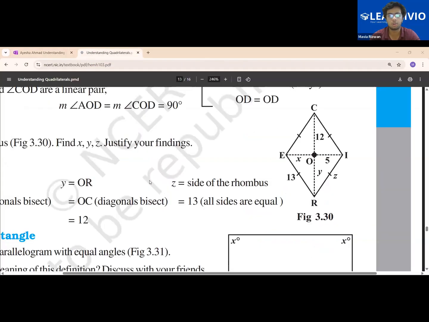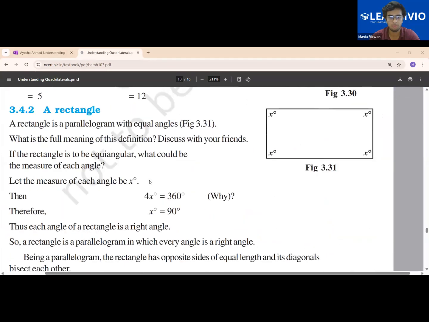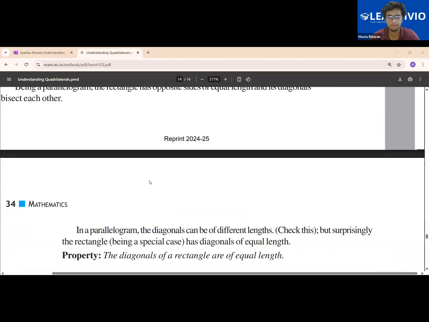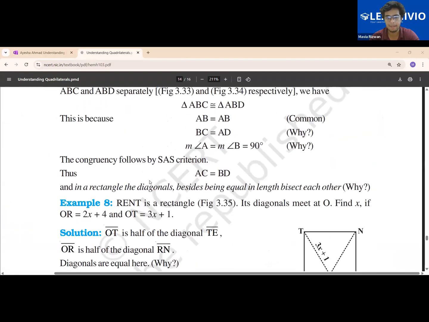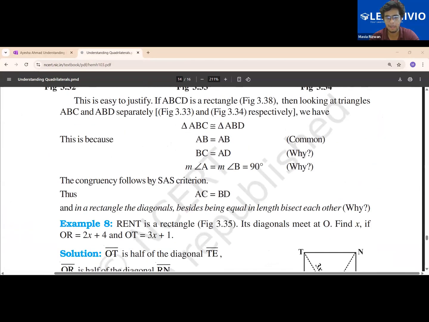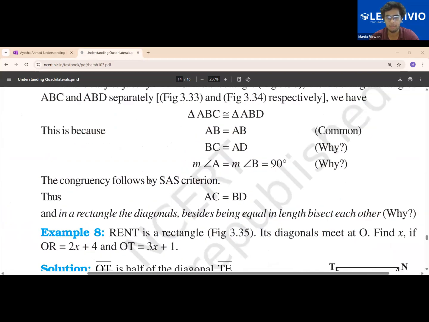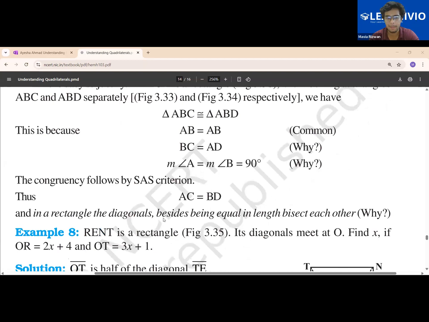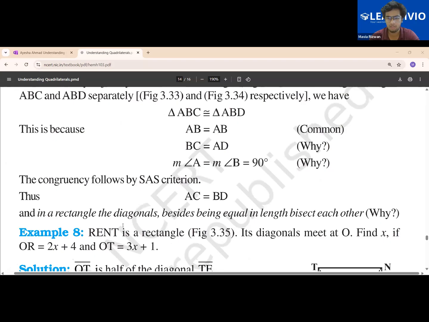Okay, Aisha, now I want you to try example 8, Aisha. Example number 8.